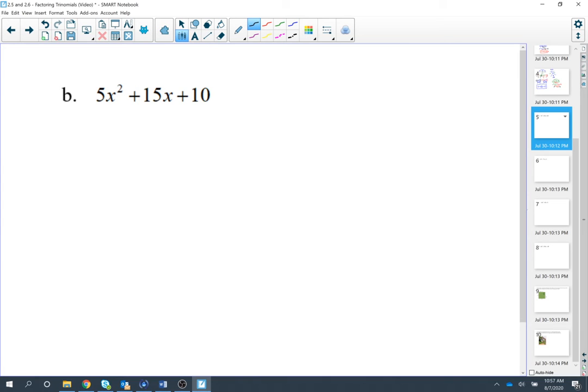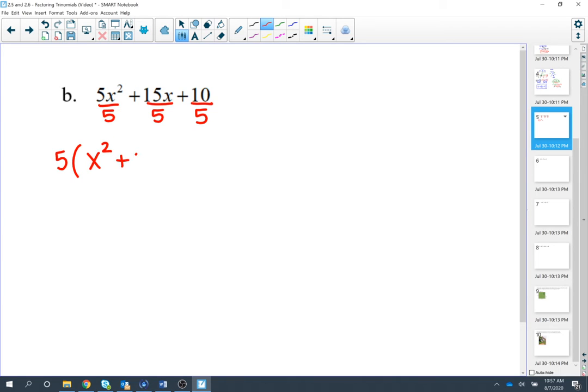Is the leading term positive? Yes. Is there a greatest common factor? Ooh, yes. So this time, before we do anything, we've got to take out the greatest common factor. And all of these share a 5. So I'm going to put my 5. I'm going to factor it out. 5x squared divided by 5 is simply x squared.